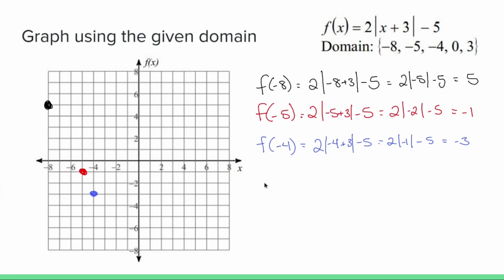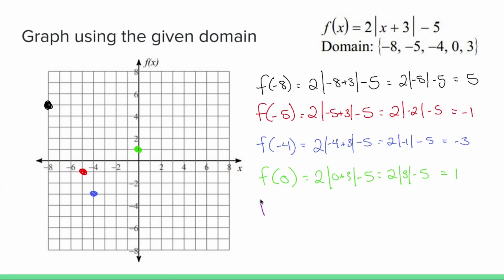Let's plug in 0. F of 0 equals 2 times the absolute value of 0 plus 3 minus 5. 0 plus 3 is 3. So 2 times the absolute value of 3 minus 5. The absolute value of 3 is 3. 2 times 3 is 6, and 6 minus 5 is 1. So when I plug in 0, I get 1. Like that. And one more.